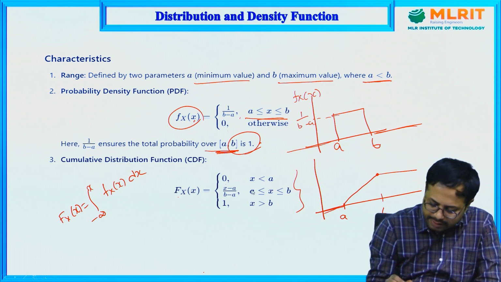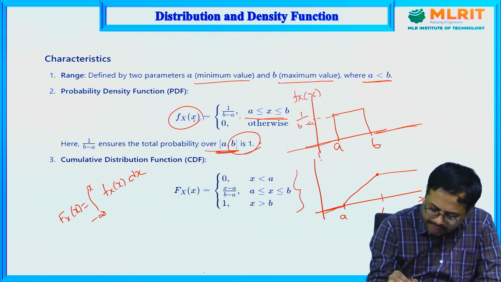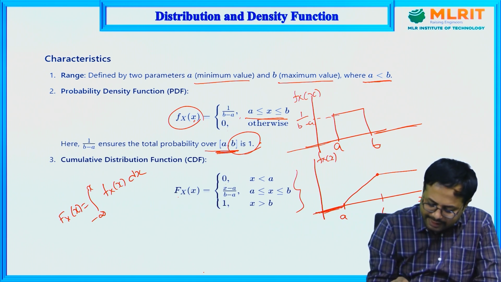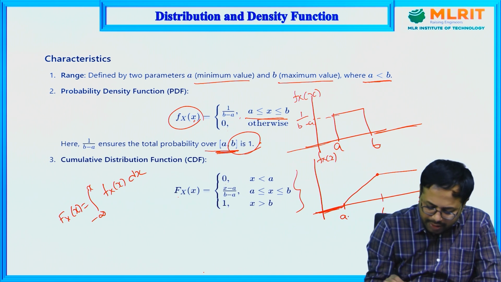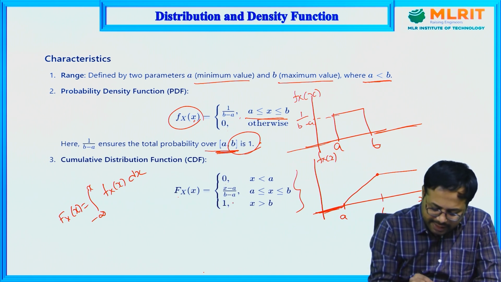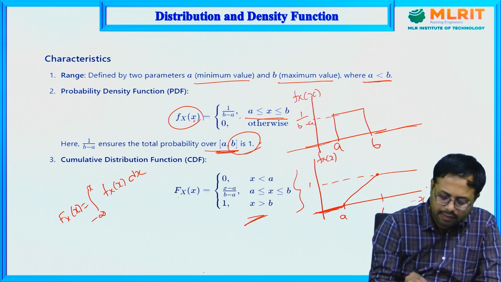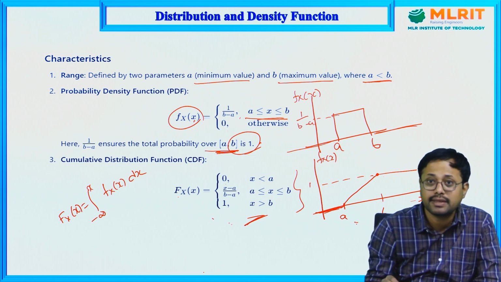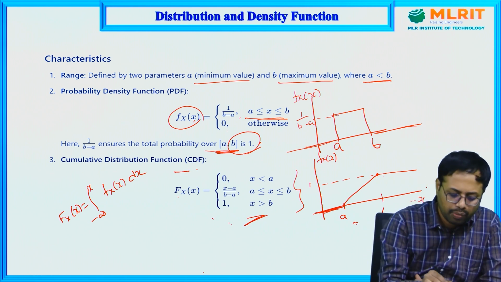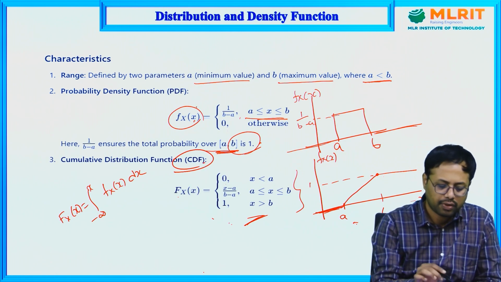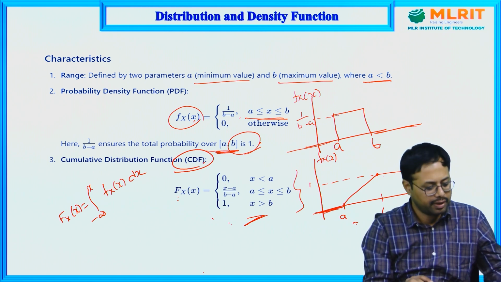This is x, and this is F_X of x. For x less than a, it is 0. Between A and B, it is x minus a by b minus a, so as the x value changes, the value increases. After that, for x greater than b, it is 1. This is the mathematical representation and this is the graphical representation of the cumulative distribution function. These two formulas are related to the uniform random variable.